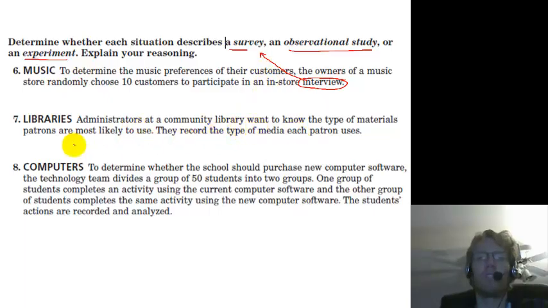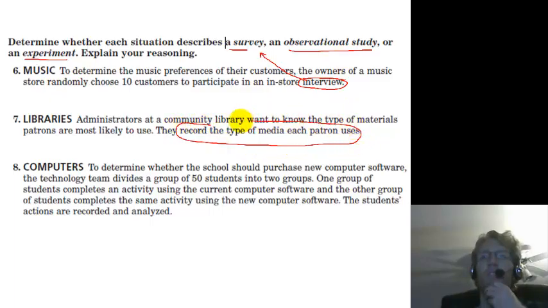Administrators at a library want to know the type of materials patrons are most likely to use. They record the type of media each patron uses. So here, the person is being observed, so recording the type of material each person uses is going to be an example of an observational study. You're just watching them, not interfering, and writing down what they do.